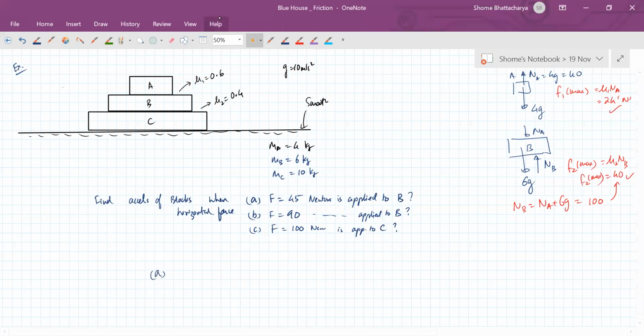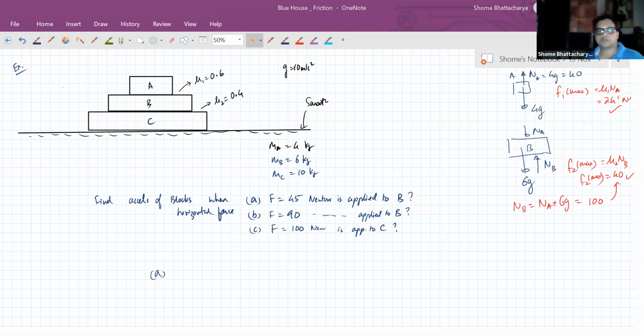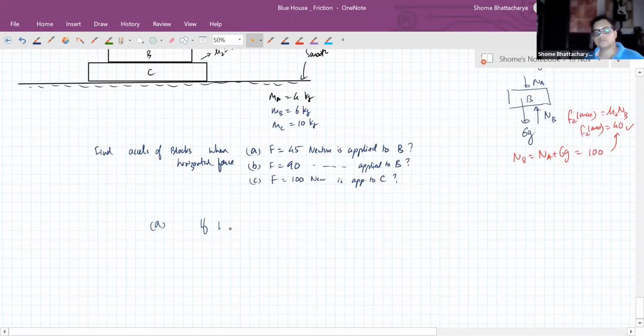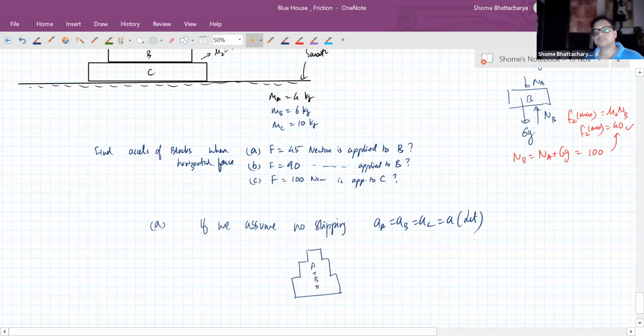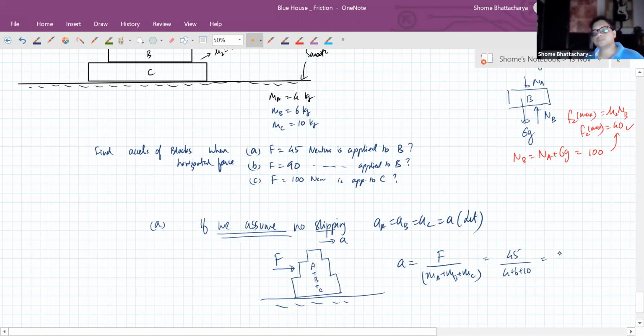So for part A, if we assume no slipping, that is, acceleration of A is equal to acceleration of B is equal to acceleration of C equal to a, suppose. Then the combined free body diagram of A plus B plus C, there is no friction on the ground, so we don't really need to worry about that. So this common acceleration will be F upon total mass. I'm not saying it definitely has to be this, but this is the assumption. We assume that there is no slipping. So that's going to be 45 divided by 4 plus 6 plus 10. So that is 2.2.